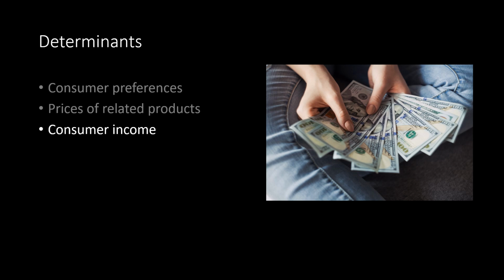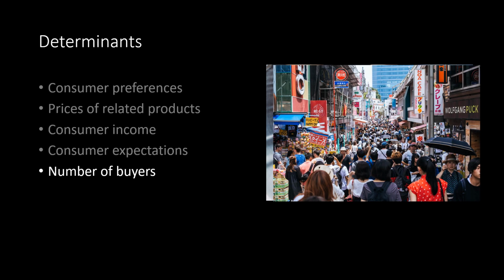Third factor is consumer income. So the higher the consumer income, the higher is the demand and vice versa. So if you end up earning more, you will pay higher. Fourth is the consumer expectations. So the expectations for a higher income or higher prices will increase the quantity demanded, whereas lower income will decrease the quantity demanded. So if you're expecting a pay rise for next month, you end up spending more.